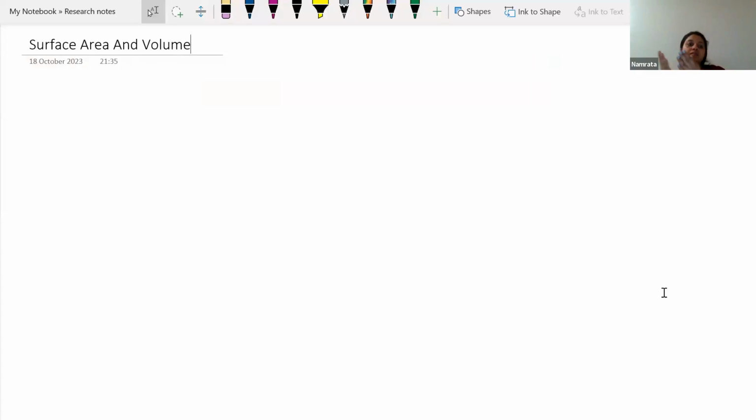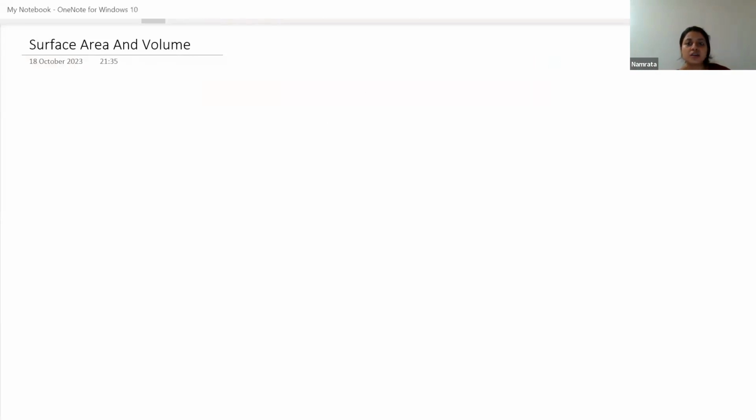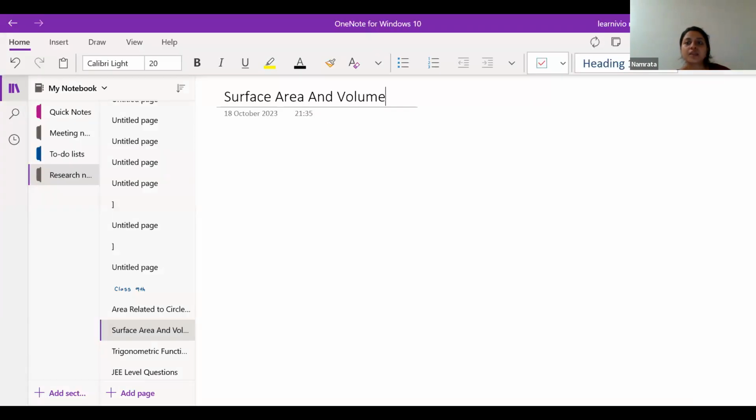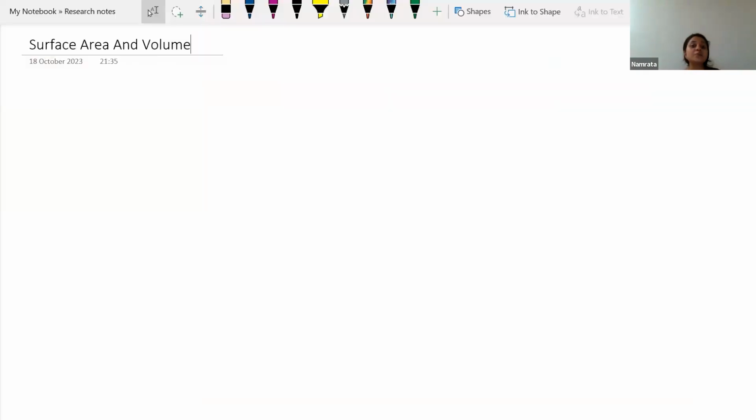In physics, solid means any solid, the same. But in mathematics, we call solid to... Can you see the screen, everyone? So here, solid means three-dimensional shapes.